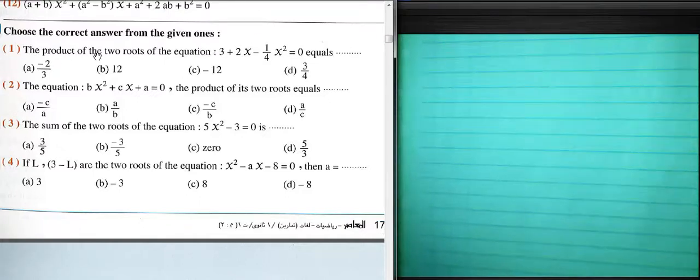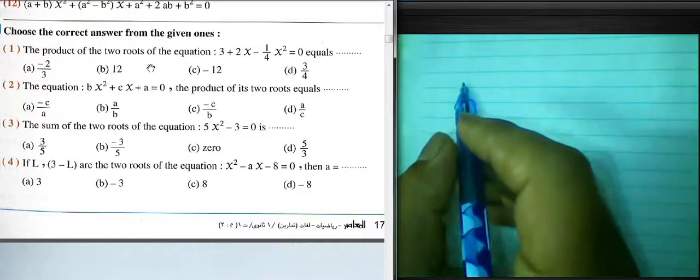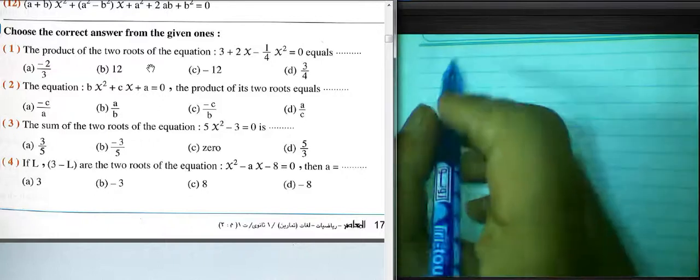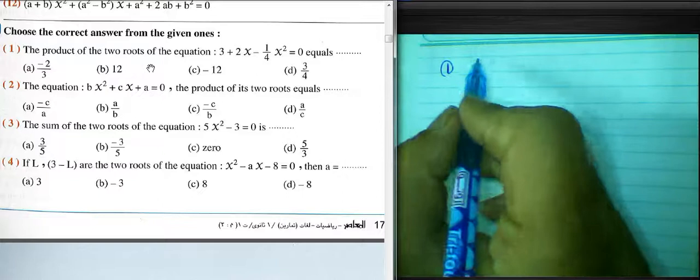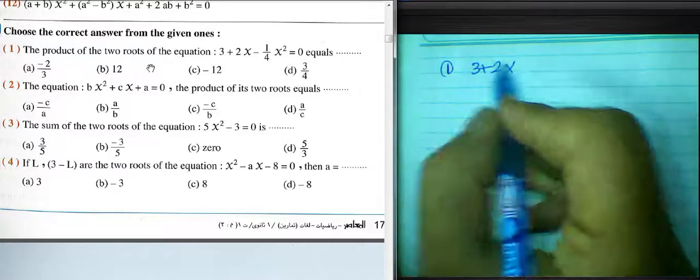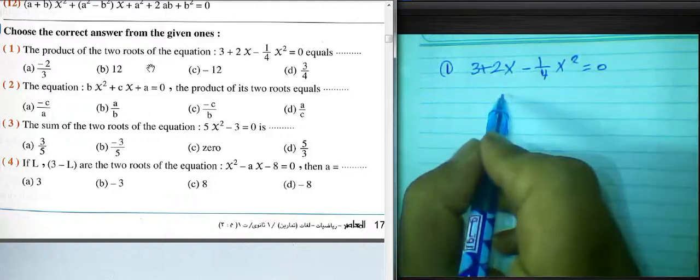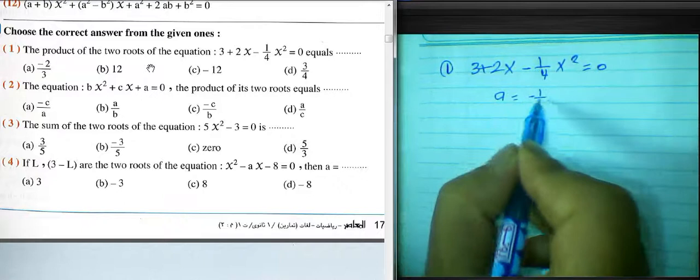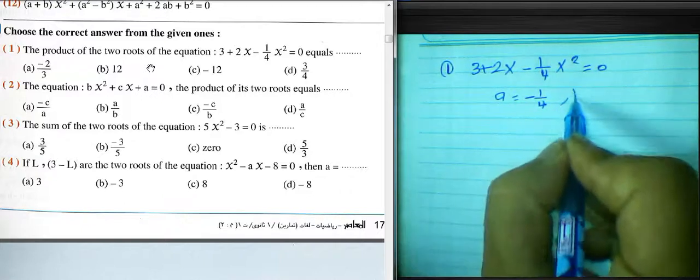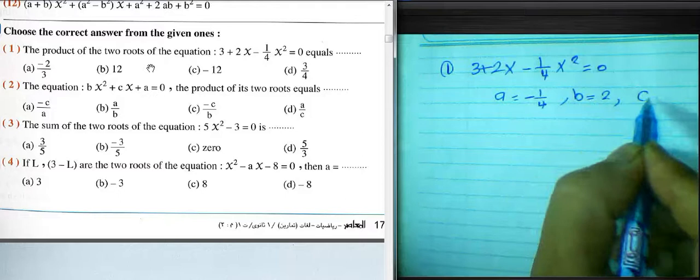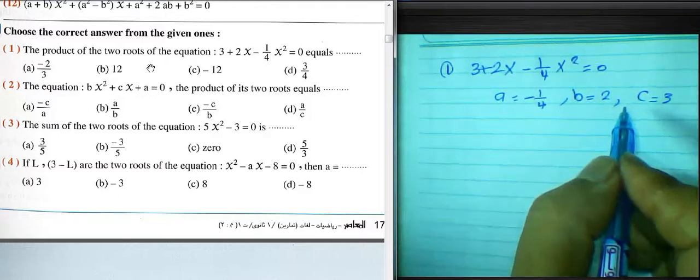Number 1, the product of the two roots of the equation 3 plus 2x subtract 1 over 4 x power 2 equals 0. He wants to find the product of the two roots, so we can write this. Three plus 2x subtract 1 over 4 x power 2 equals 0. We can find a equals negative 1 over 4, b equals 2, and c equals 3.